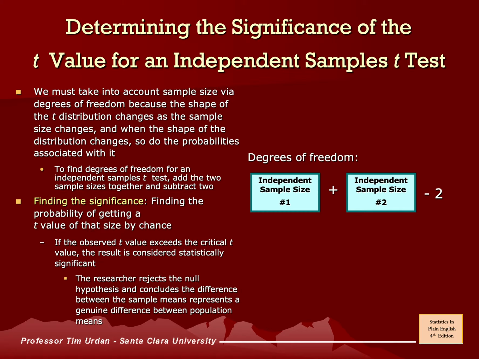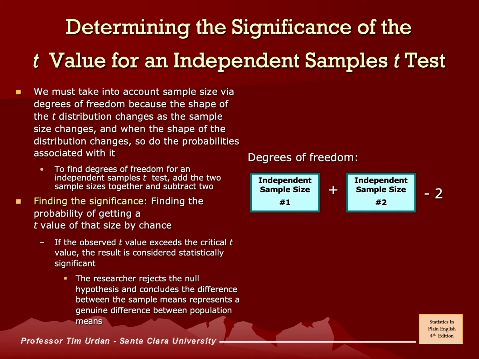So we have to take into account how many degrees of freedom we have. We know as we get to 120, we get close to that normal curve. And as we fluctuate between 0 and 120, the shape of the distribution does change significantly. So when we're finding the probability, using Appendix B, of getting that t-value by chance, if the observed t-value exceeds the critical t-value, then the result is statistically significant.